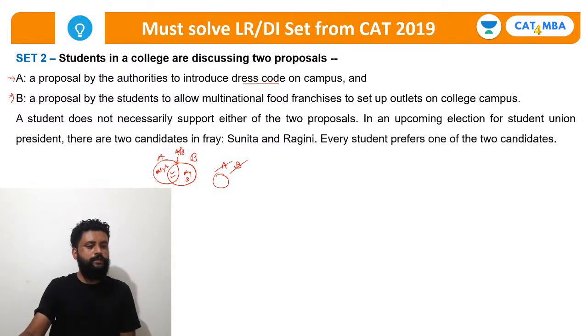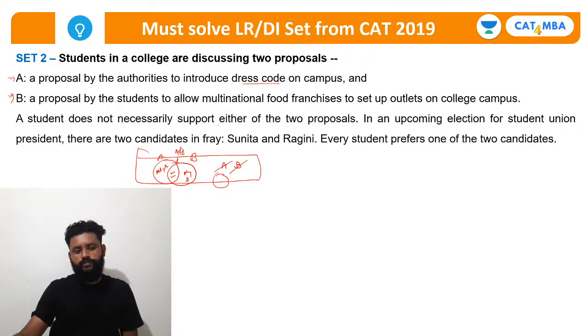Okay, so this is just the part of the information. Okay, let's start. A student does not necessarily support either of the two proposals. So ऐसे कुछ भी हो सकता है. Okay, so you can just think of this. That's it. In an upcoming election for students, in upcoming student.